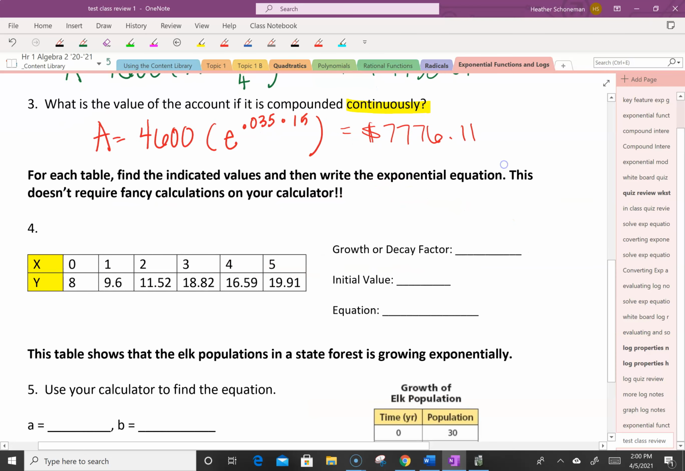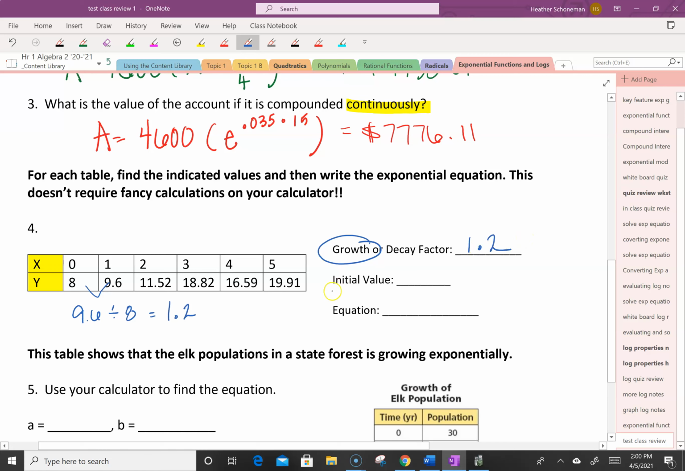Okay. These problems, we're trying to figure out if it's growth or decay and write the equation without doing anything fancy in your calculator. So how would I go about doing this? Well, as I'm looking at these values, at time 0 it's at 8, and at the end it's at 19. So it's going up, so I know it's growth. To find the factor, I'm going to do 9.6 divided by 8. And when I do that, I get 1.2. So that is my growth factor.